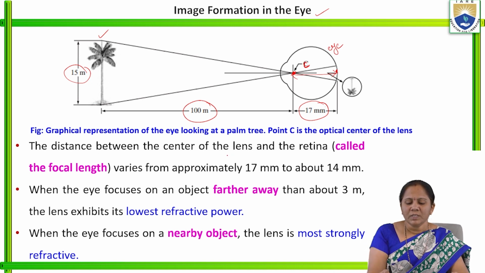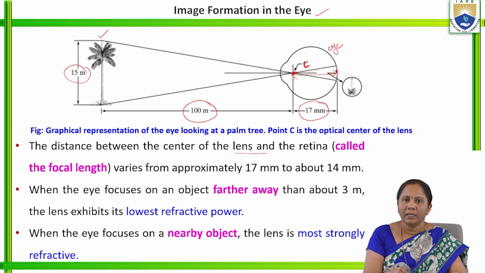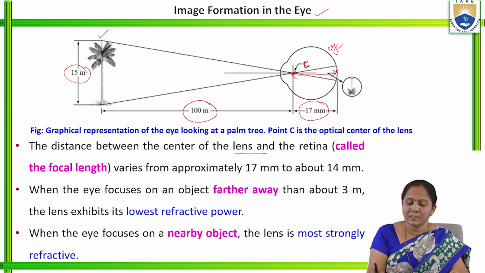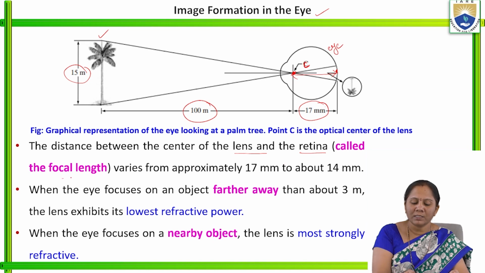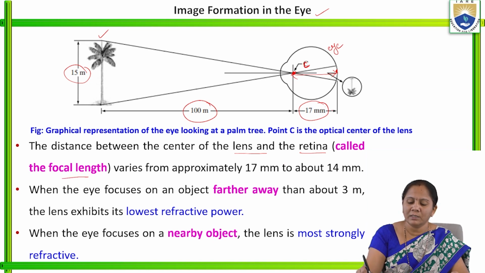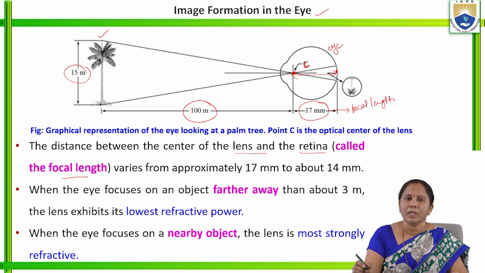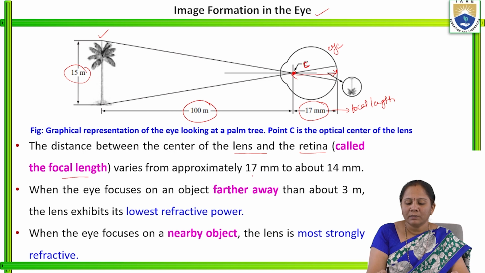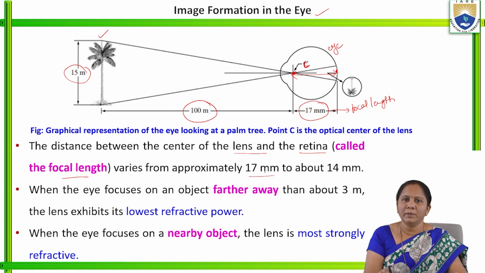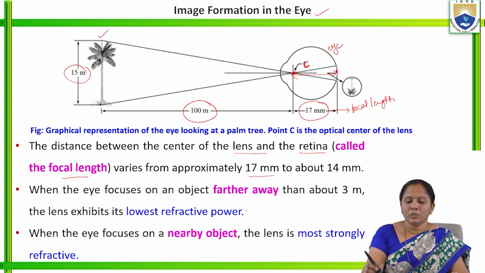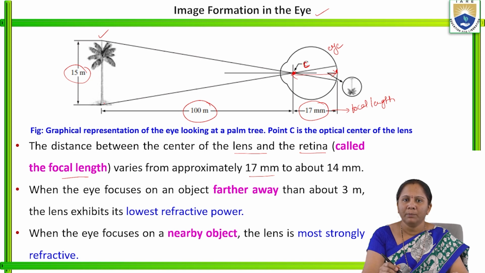Here, the distance between the center of the lens and the retina we call the focal length. That means this 17 mm is given as the focal length, and it varies approximately from 14 millimeters to about 17 millimeters. Here the object is the palm tree, and it is far away from the center of the eye, about 100 meters.